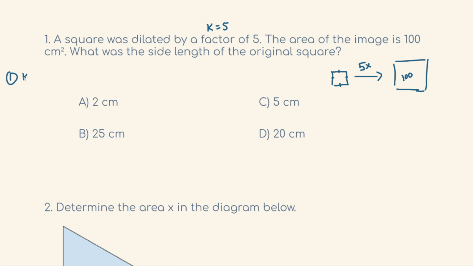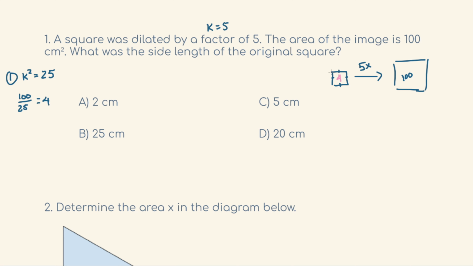But then what is k squared? Well, we're going to take that 5 and we're going to square it. That's going to give me 25. Okay, so 25 is the ratio of my areas. When my shape got 5 times larger, the area got 25 times larger. So if I want to know the original area, I'm going to take my new area and divide it by 25. That's going to give me 4. So my original area here was 4.